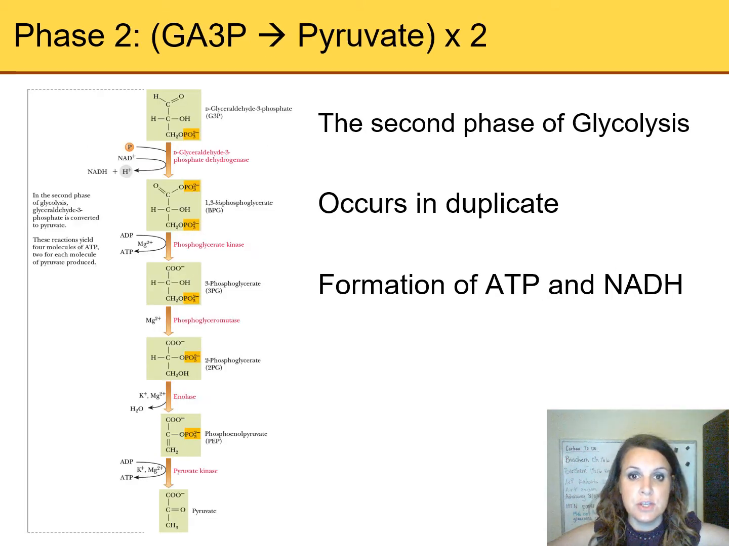For phase 2, you have another 5 reactions, and what you see is that glyceraldehyde 3-phosphate is converted into pyruvate. This occurs in duplicate because, recall, we made 2 glyceraldehyde 3-phosphate molecules for every 1 glucose molecule. This phase of the reaction is going to have energy output in the form of ATP and NADH.